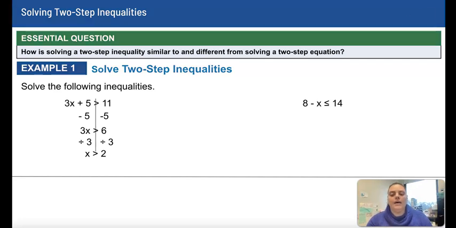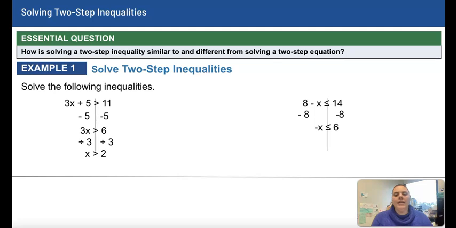So I want to do the opposite of those things in the reverse order. The last thing I said was adding 8. So that's the first thing I'm going to take care of. I will draw my line down the center, and I will subtract 8 on both sides. When I do that, I am left with negative x on the left, and 14 minus 8 is 6 on the right. I still have my less than or equal to symbol.